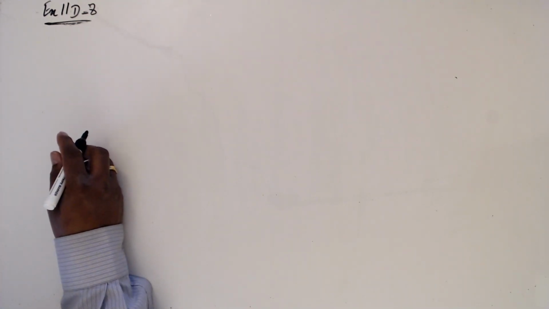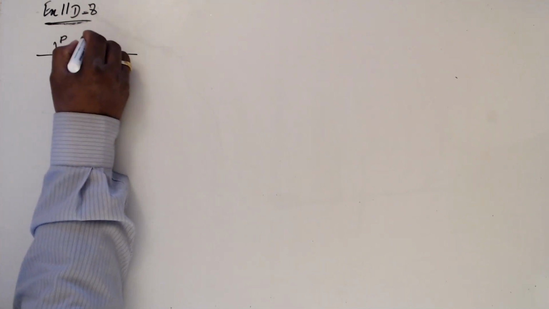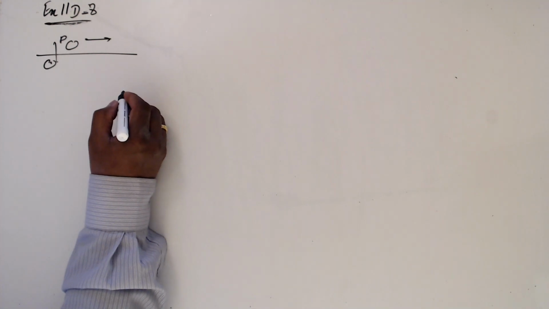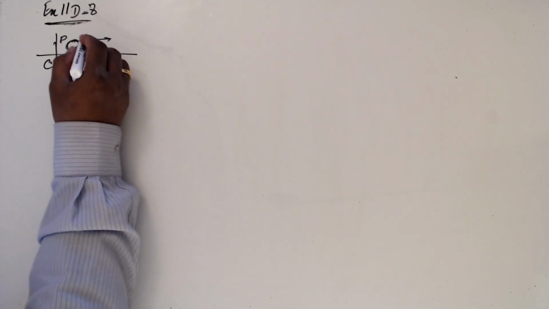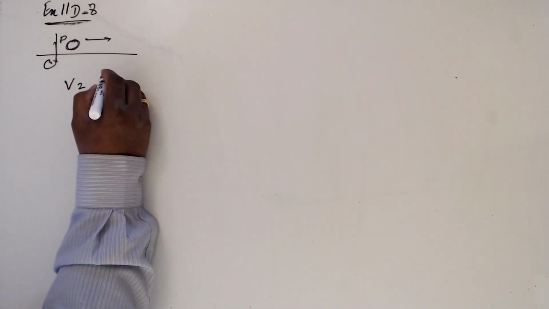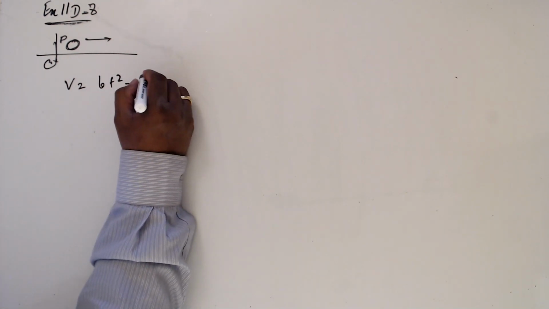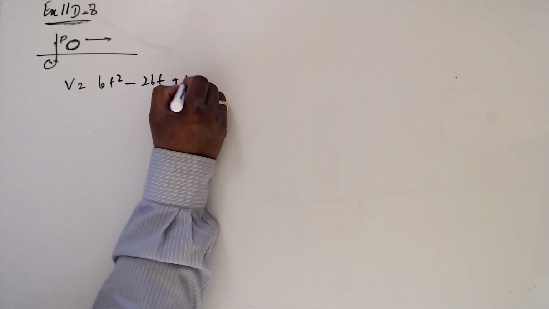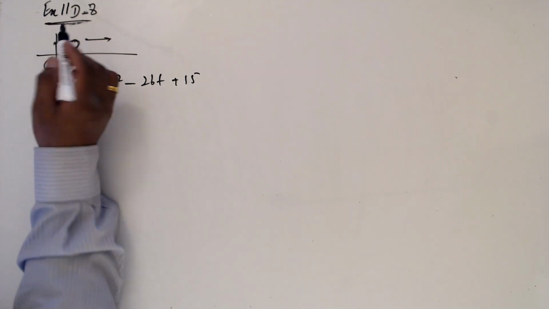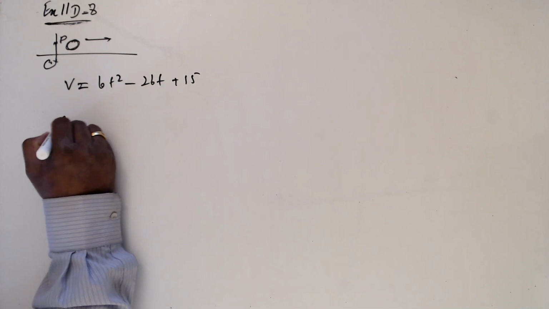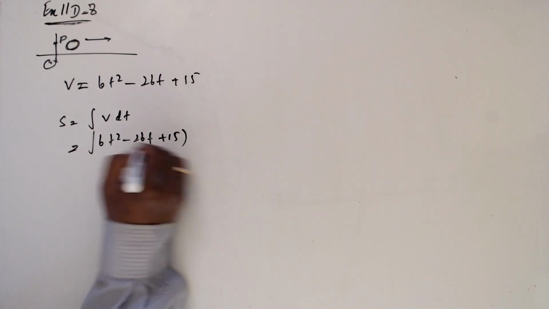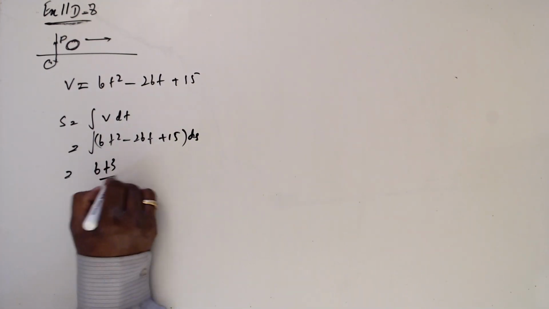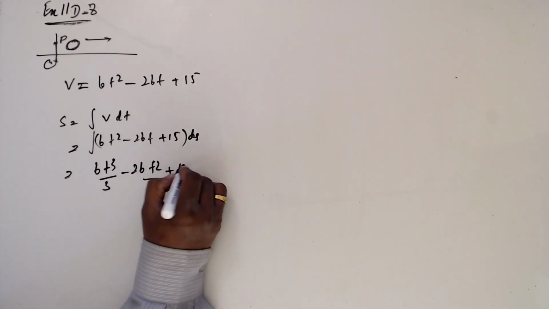Question number 8. A particle P moving on the x-axis from the origin O, and find the two non-zero values of t when P passes through O. So we have the relationship given with the velocity. So we need to find the displacement, because when it passes through O, displacement is zero, we don't know about the v. So s equals the integral of v dt as usual. 6t squared minus 26t plus 15 dt, so 6t cubed over 3 minus 26t squared over 2 plus 15t plus c.